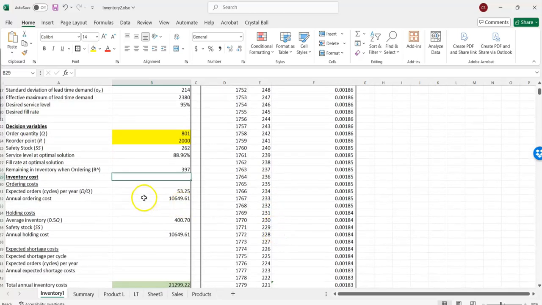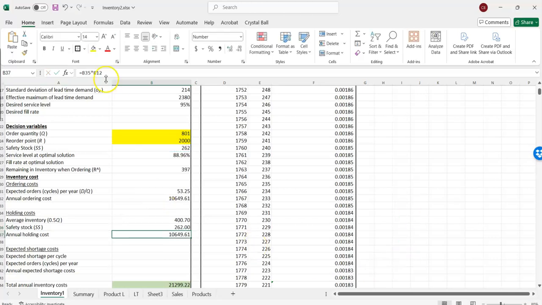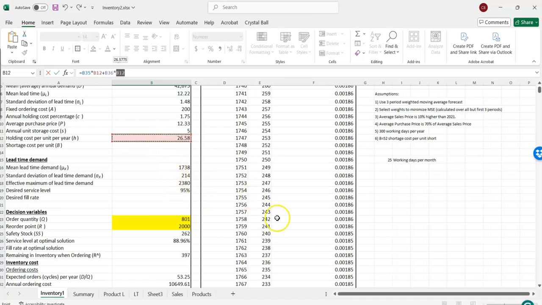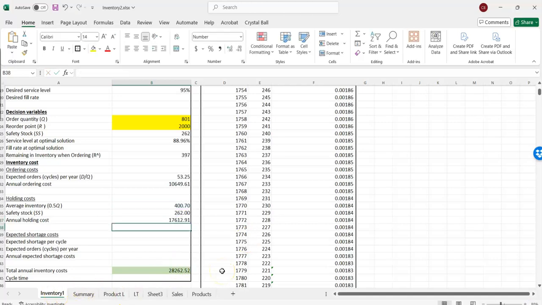All right, so we've already got the ordering cost calculated. Now that we're considering reorder point and safety stock, we need to consider the holding cost for the safety stock. So we'll just reference the safety stock here, and then we'll add it to this holding cost function. And we'll also calculate holding cost on B36, which is the safety stock. And our function here will add that in to the annual inventory cost.